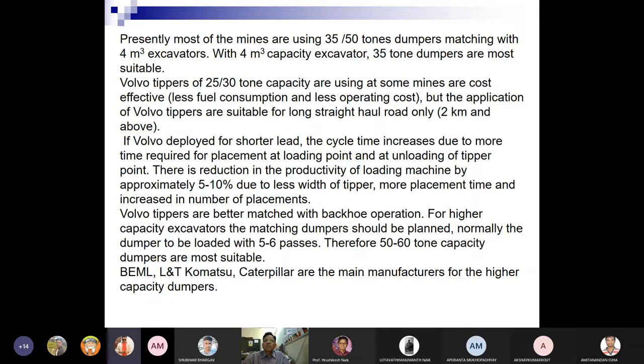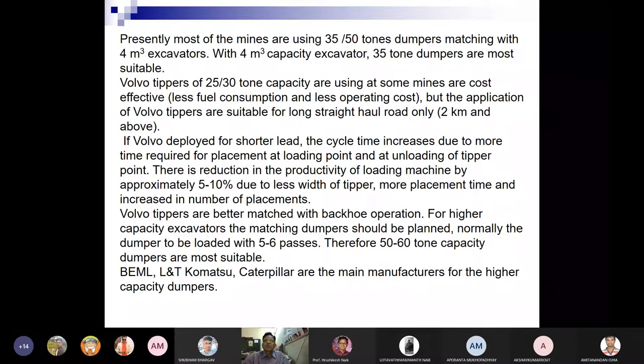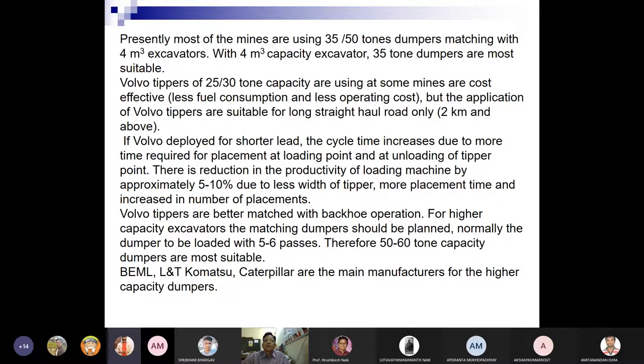Volvo tippers of 25 to 50 ton capacity used at some mines are cost effective, with less fuel consumption and less operating cost. But the application of Volvo tippers is suitable for long straight haul roads only. The haul road should be 2 kilometers and above. If Volvo tippers are deployed for shorter lead, the cycle time increases due to more time required for placement at the loading point and at the unloading point of the tipper. There is a reduction in the productivity of the loading machine by approximately 5 to 10% due to less width of tipper, more placement time, and increased number of placements. Volvo tippers are better matched with backhoe operation.